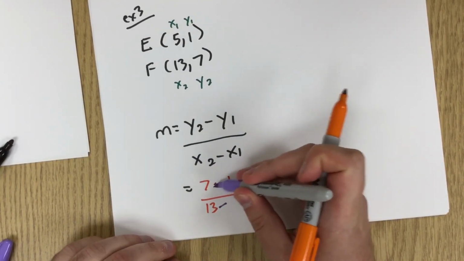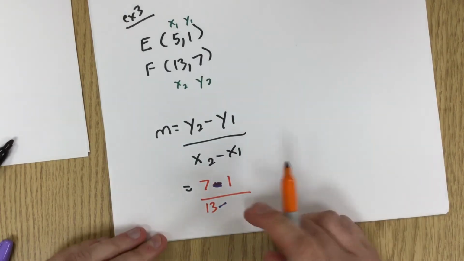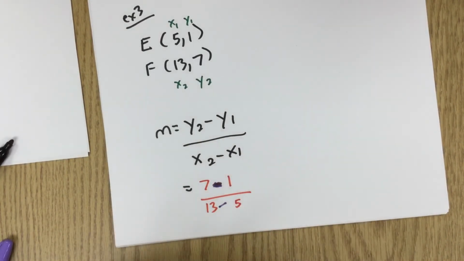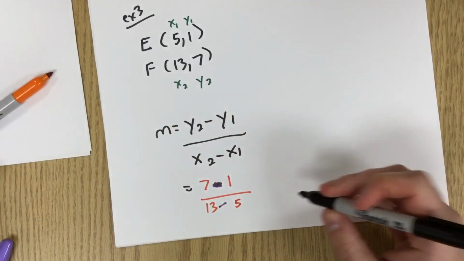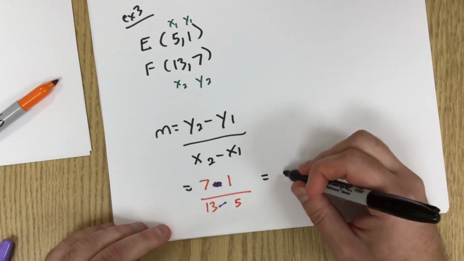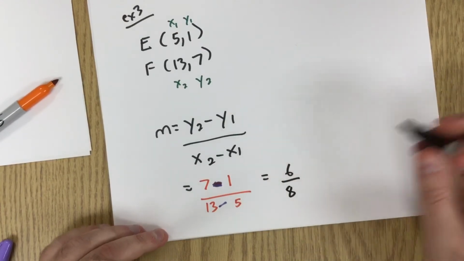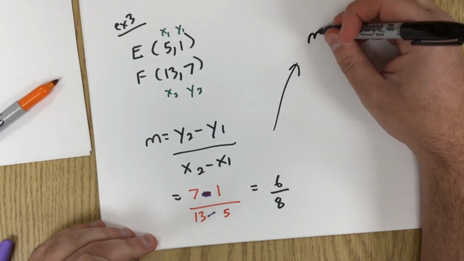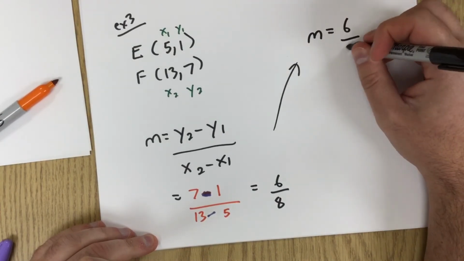Now it looks like equals minus x1 is 5. 7 minus 1 is 6. 13 minus 5 is 8. So we have the slope equals 6 over 8.